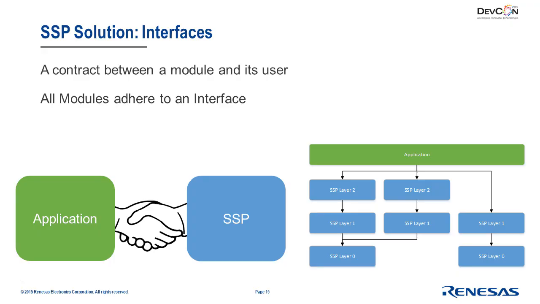Interfaces. You can think of it at a high level as a contract between a module and its user. One thing to remember that's very important is all modules adhere to an interface. When we look at this diagram here that I showed earlier, whether it's implied or official, there is an agreement between each of these layers. Whenever there's an arrow going from one module to another, there's an agreement that that upper layer is going to get some functionality from the one below it. So instead of just letting it be implied, in SSP, we strictly define that as an interface.